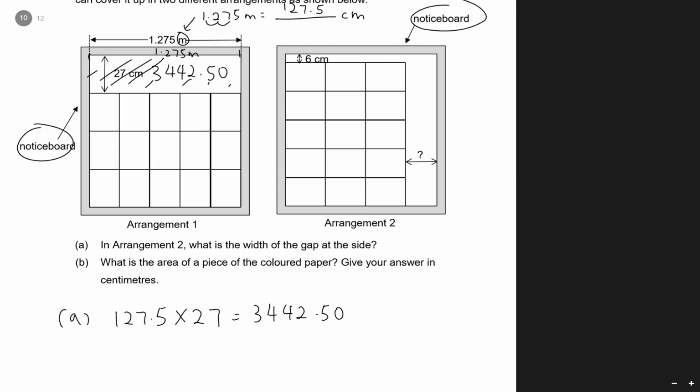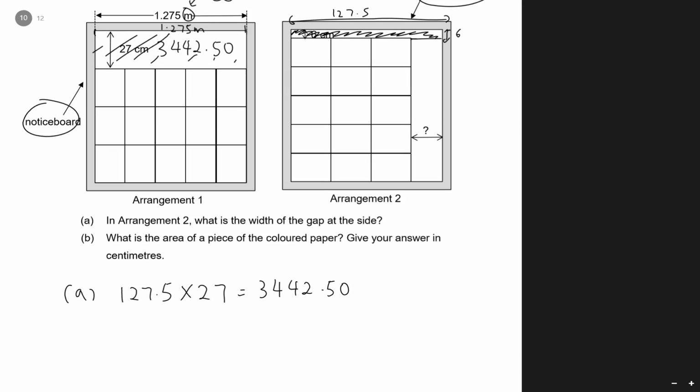Put it this way, if you have a space of 3442.5, and you arrange your construction paper in a different way, you can safely say that the empty spaces over here will also add up to 3442.5, just that it's broken up into 2 different sections. Given that you have learned composite figures last year, let's find out the area on top here first. I know that there's a 6 centimeter width, and I know that the length is 127.5. So let's find out the area of that shaded gap over there.